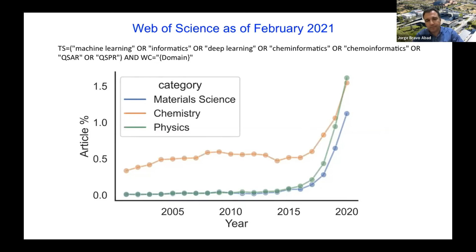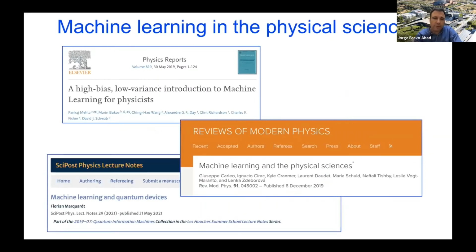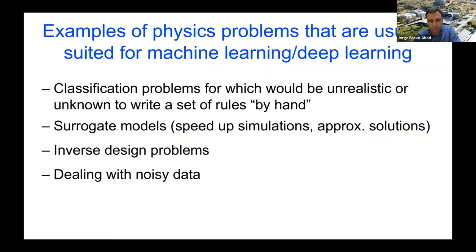essentially. Of course, in the physical sciences, people have been working on machine learning for some time now. There are really, really good reviews out there. These are just 3 of them that are particularly appealing for me, but there are many.